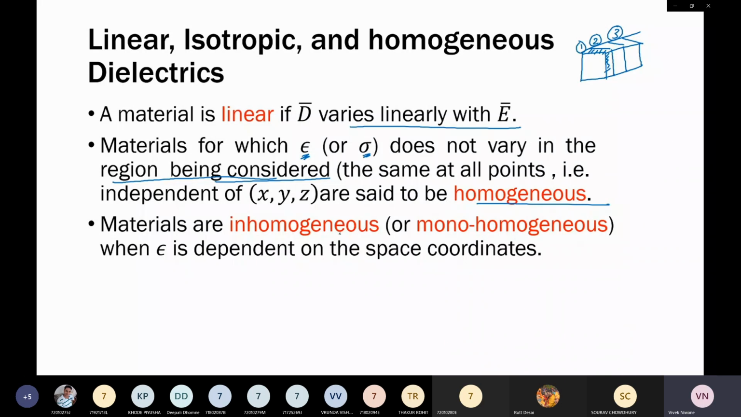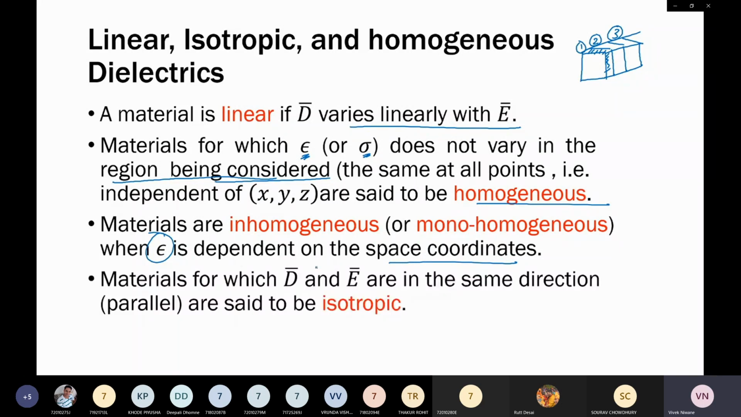Materials are inhomogeneous when the permittivity of the material is dependent on the space coordinates, or the permittivity varies. In some cases, in space electronics, we do consider this kind of material. Materials for which D bar and E bar are in the same direction, parallel to each other, are said to be isotropic material. All of these are just MCQs. You have to remember the definitions.